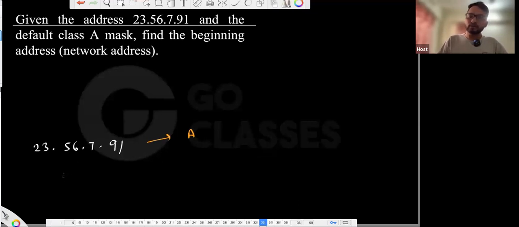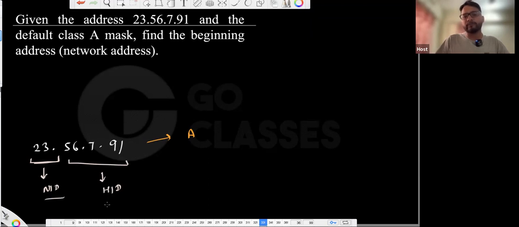Now, since I know that it belongs to class A, I easily know what the network ID is. Network ID is the first 8 bits. So this is the network ID. What is the host ID? This is the host ID. So what do I mean by network ID and host ID? It means that whatever is in the network ID, you cannot change it, which means it is fixed.